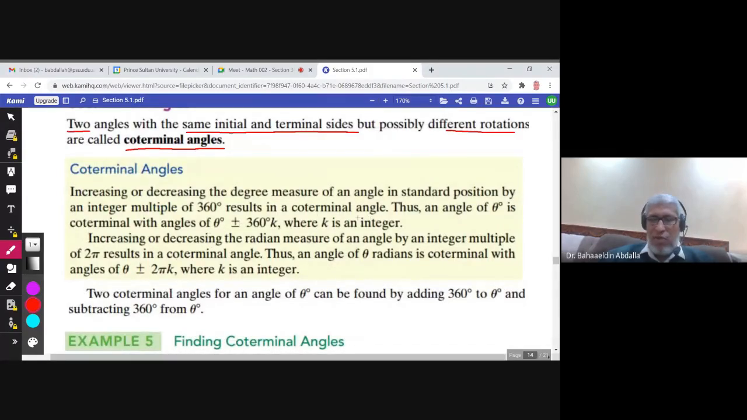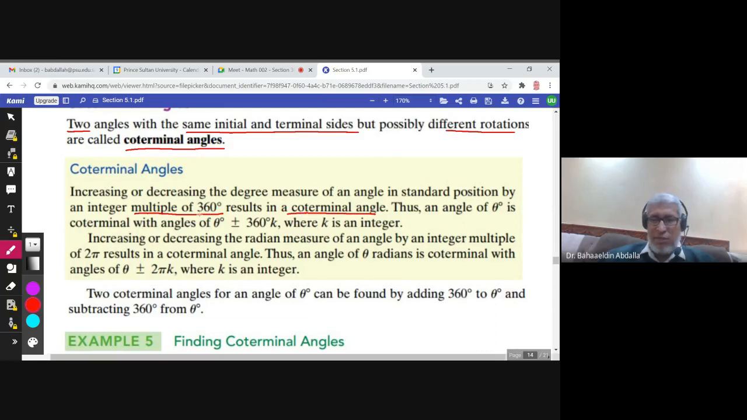Two angles will be coterminal if the difference between them is a multiple of 360 degrees. So if you add 360 degrees to any angle, 0 for example, the angle 0 and the angle 360 degrees are coterminal because they have the same initial side and the same terminal side. So when you add 360 to any angle, you get a coterminal angle.